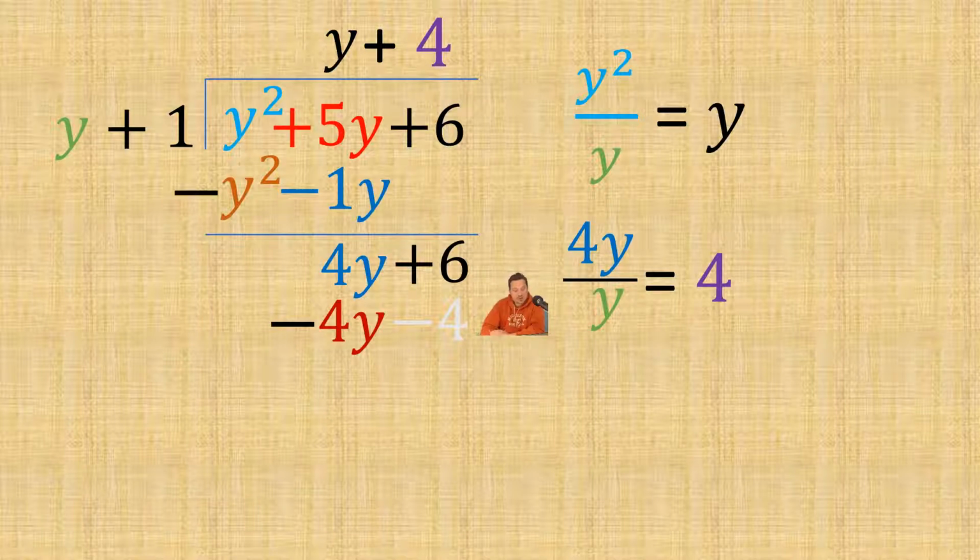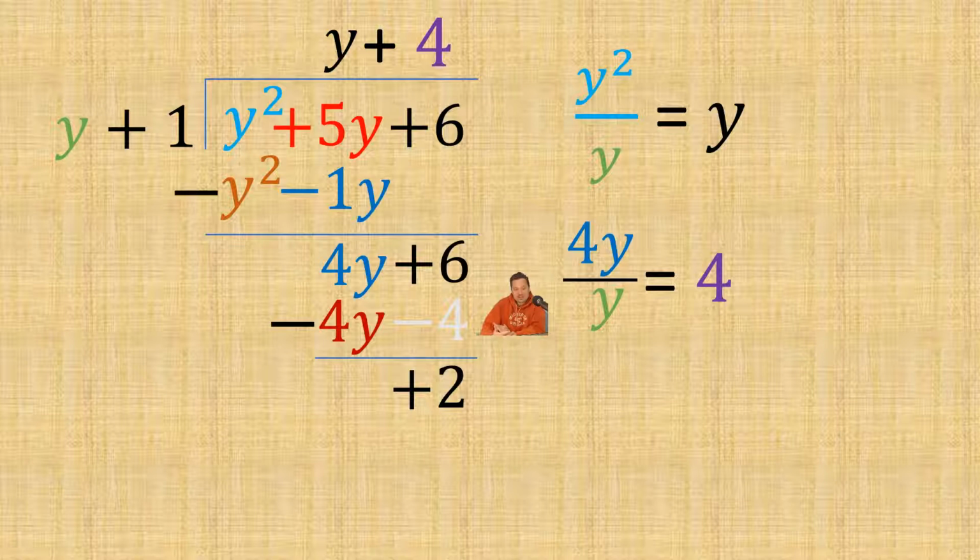So the blue 4y with the other 4y, that's going to cancel. Then you have that plus 6 minus the 4. That's going to give you a positive 2 on the bottom. That positive 2 is the remainder.